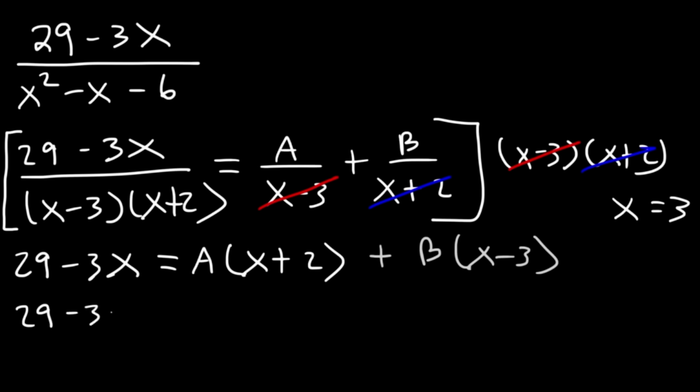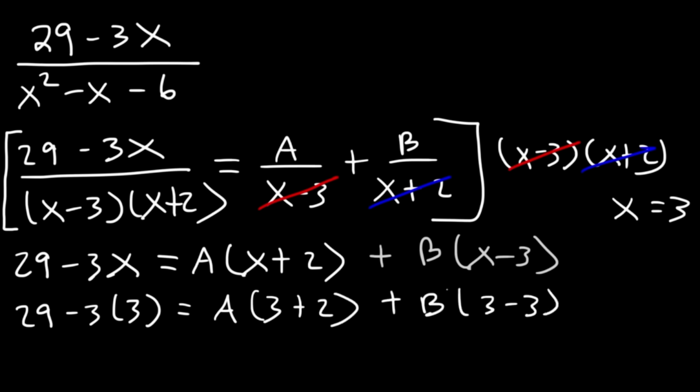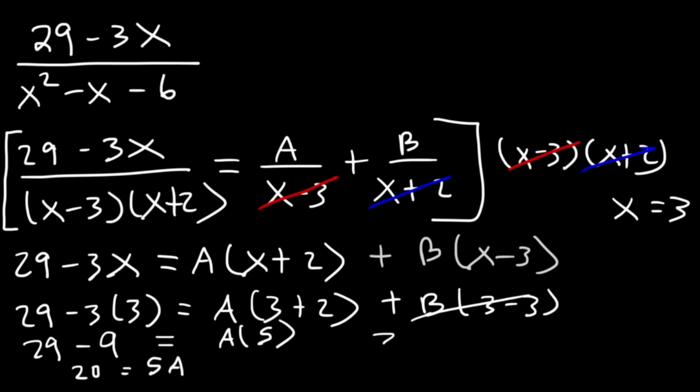This is going to be 29 minus 3 times 3, and that's equal to a times 3 plus 2 plus b times 3 minus 3. 3 times 3 is 9, and 3 plus 2 is 5. 3 minus 3 is 0, so this disappears. 29 minus 9 is 20, and that's equal to 5a. So if we divide both sides by 5, we can see that a is equal to 4. I'm going to put that on the side over here.